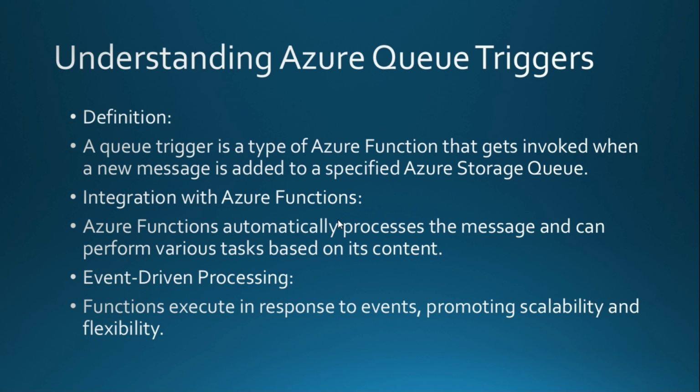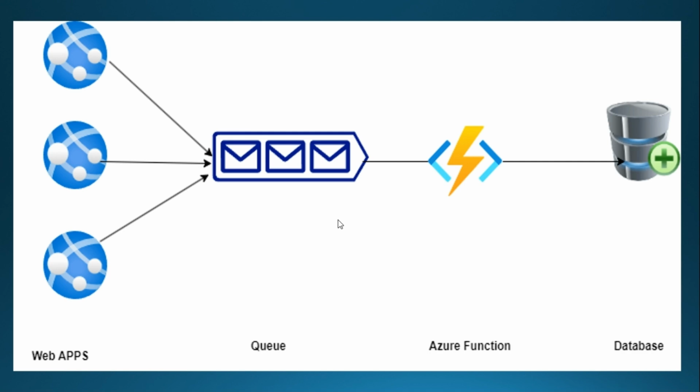So the Azure function is the listener of that particular queue. As soon as messages are inserted in that queue, the Azure function starts listening to those messages and processing them, right? Azure function automatically processes the messages and can perform various tasks based on this. So it all happens using event-driven processing. Whenever an event triggers, a message is put into the queue, and then the Azure function listens to that message and processes it.